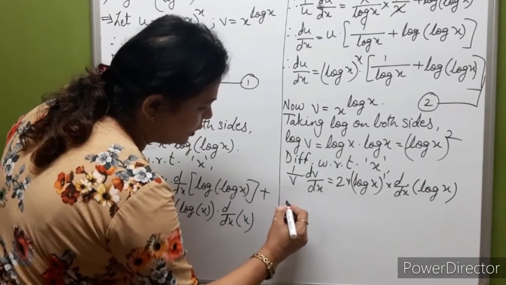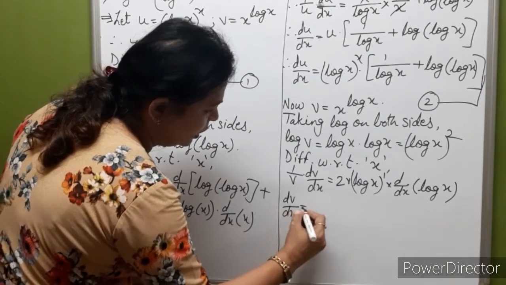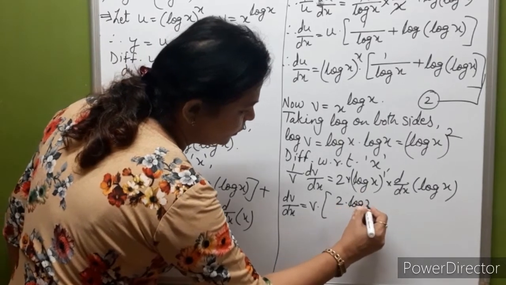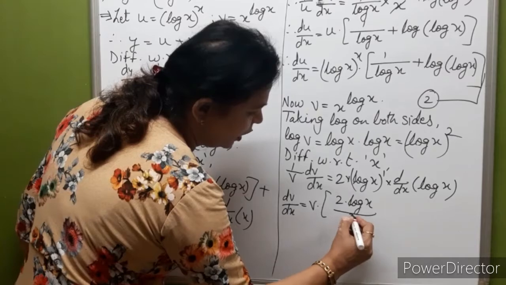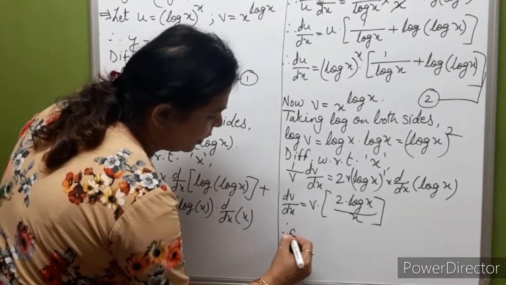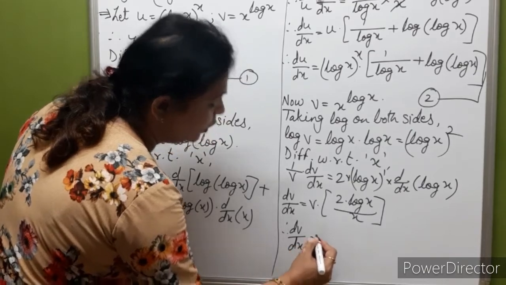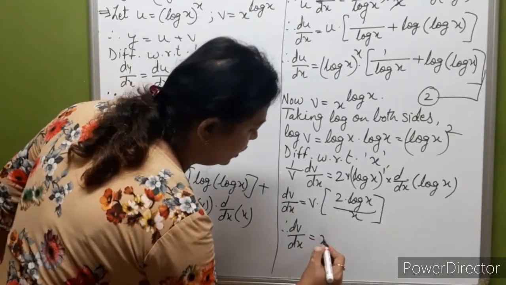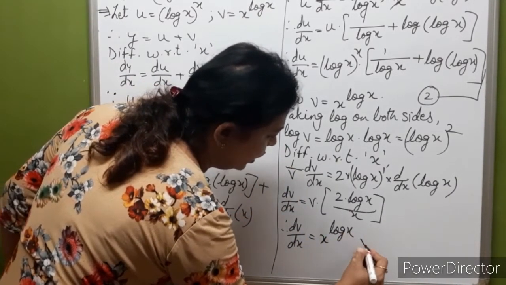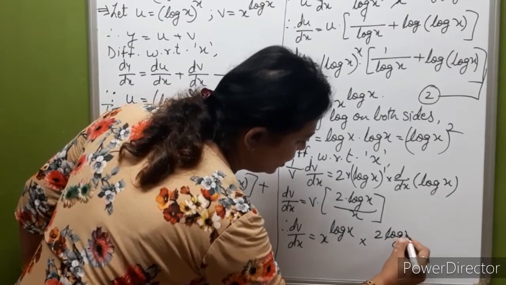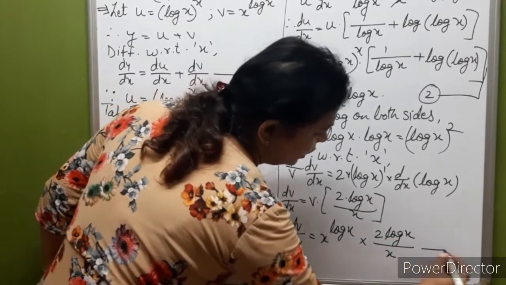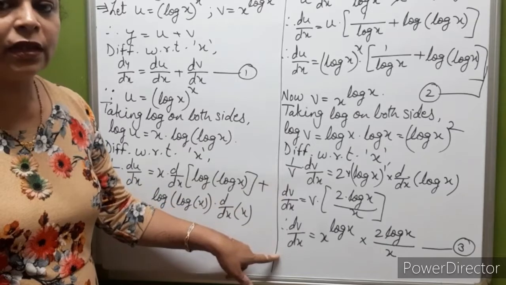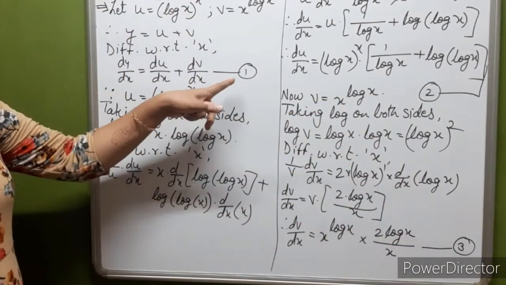So dv by dx is equal to v into, we will get 2 log x into derivative of log x, which is 1 upon x. So dv by dx is equal to, what is v? x raised to log x. So x^(log x) into 2 log x upon x. This is your third equation. Now we have got du by dx, we have got dv by dx. So substitute 2 and 3 in equation 1.